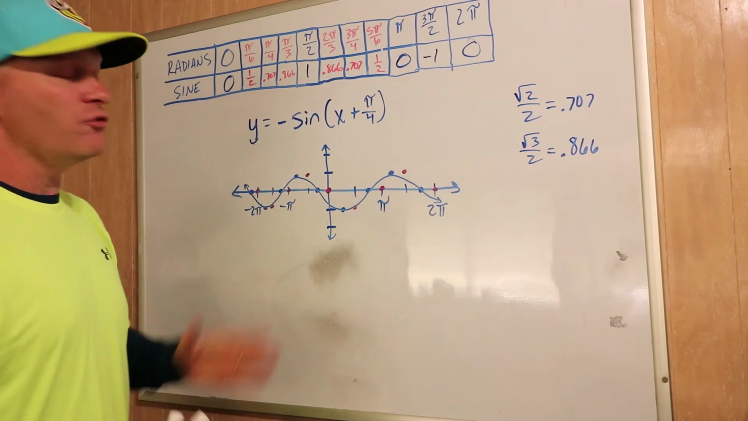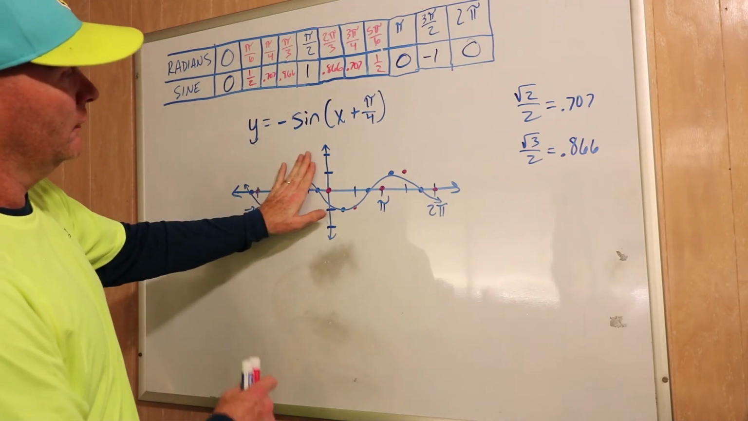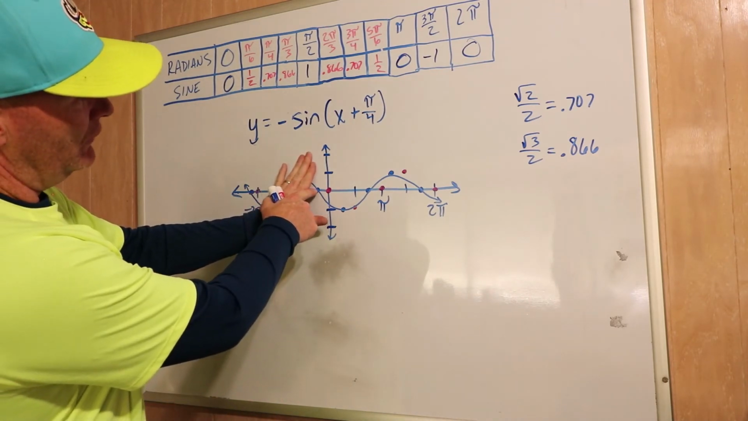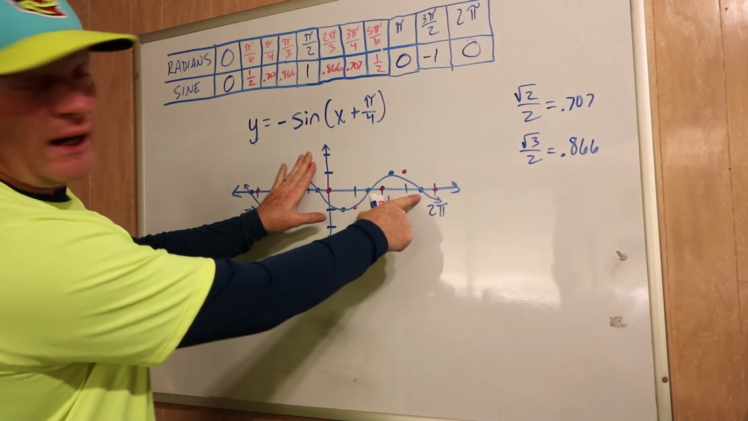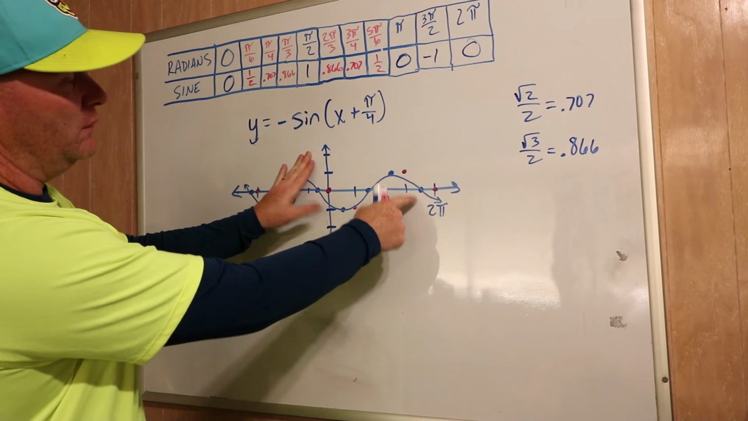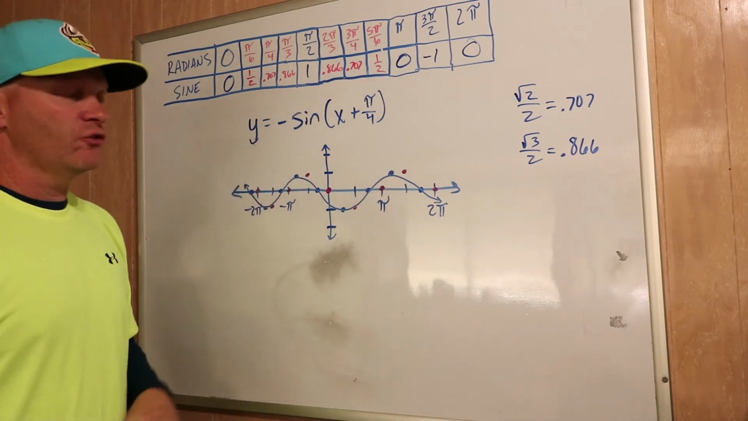Okay? Notice the period of this one is still 2 pi, right? If we were to go from this point here, which is negative pi over 4, to where it gets back to 0 here, that would be 2 pi. So our period is still 2 pi.